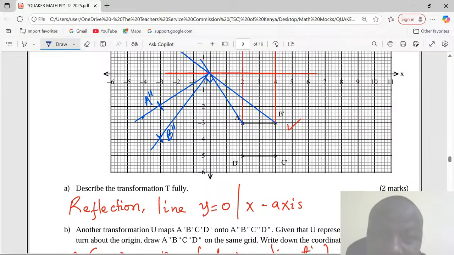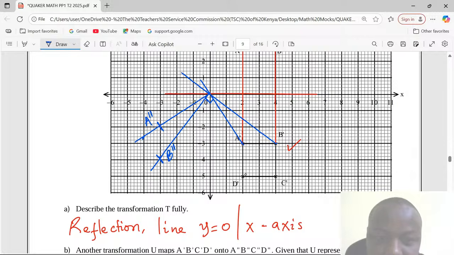If it is D, I connect it to the center and I measure 90. So D, I connect it to the center of rotation, which is the origin. C to the origin that way. Then now I measure 90 degrees. Remember, I'm using the center of rotation. So I measure 90 degrees that way. Let me measure the angle very keenly.